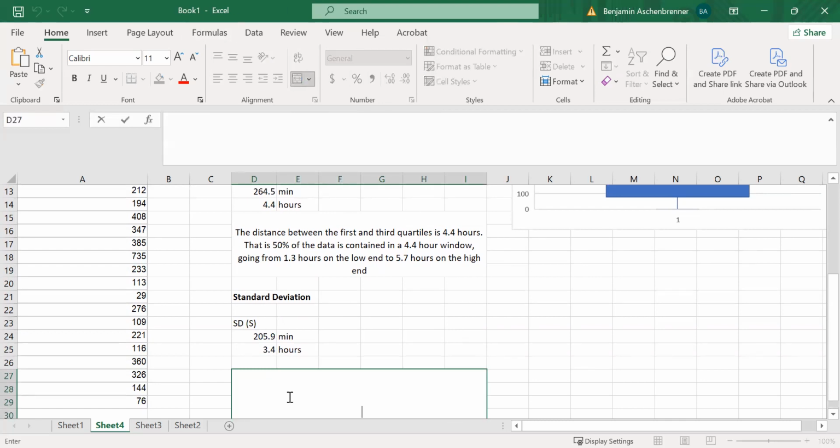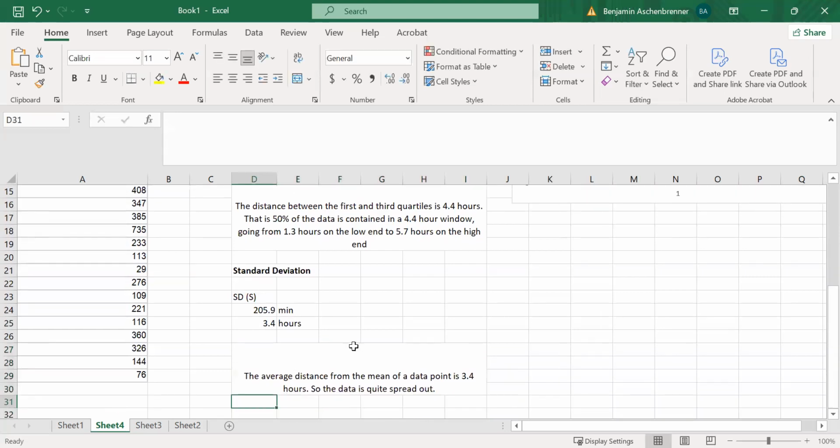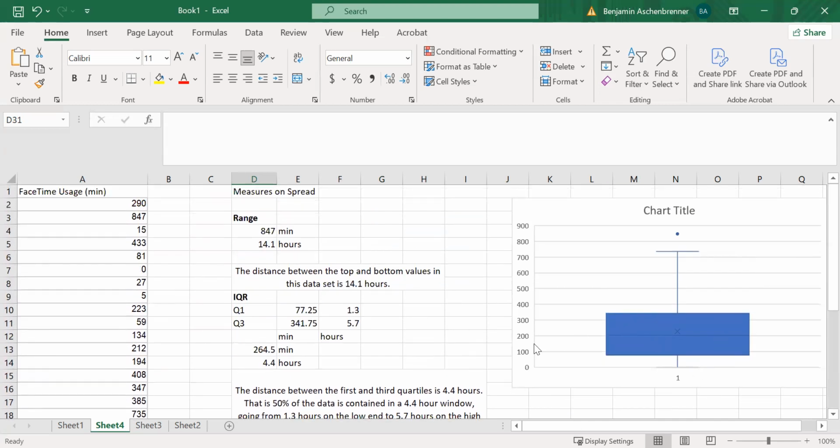So the average distance from the mean of a data point is 3.4 hours. So the data is quite spread out. I'd say quite spread out because the top value is 14 hours, and we've got an average distance of 3.4 hours away from the center. So things are all over the place in terms of the usage of this person's FaceTime.